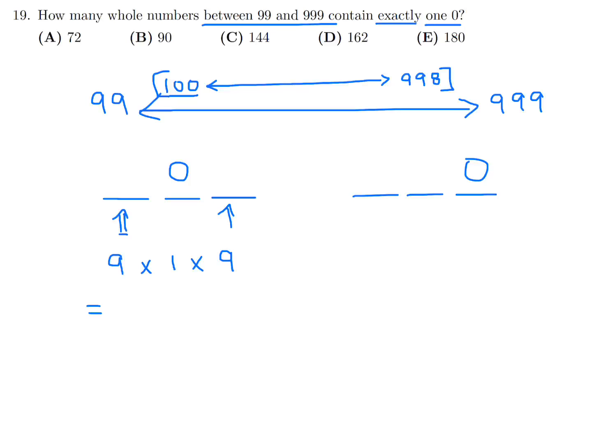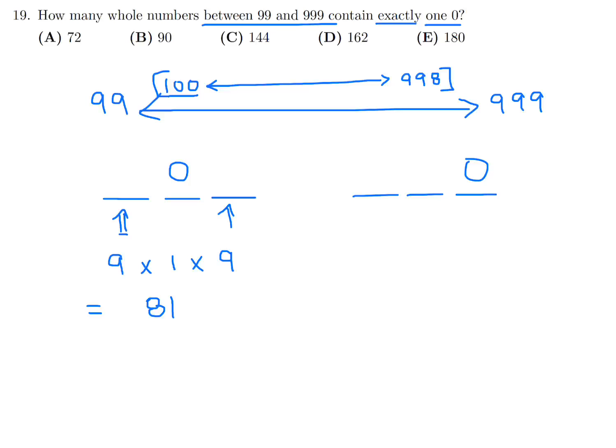To get the total, you multiply them. 9 times 1 times 9, which is 81. All right? That's how you figure out these types of questions. And there will be many of them, and a lot more complicated as the years go by on math contests.